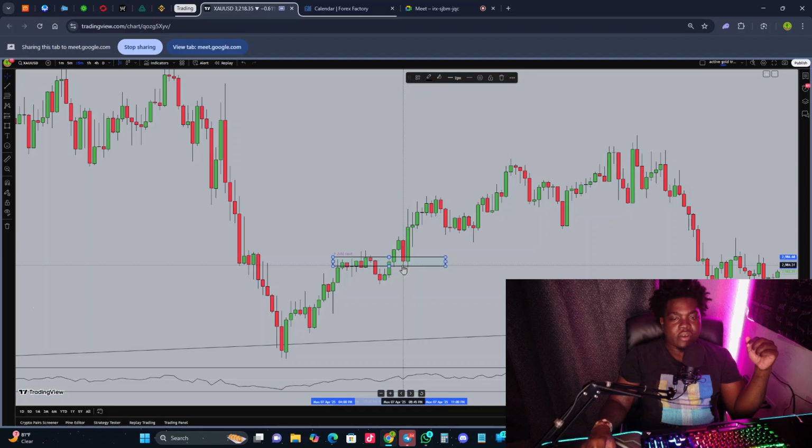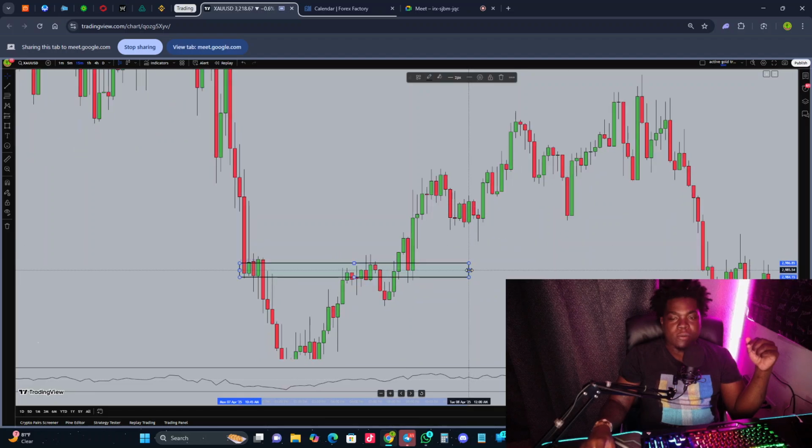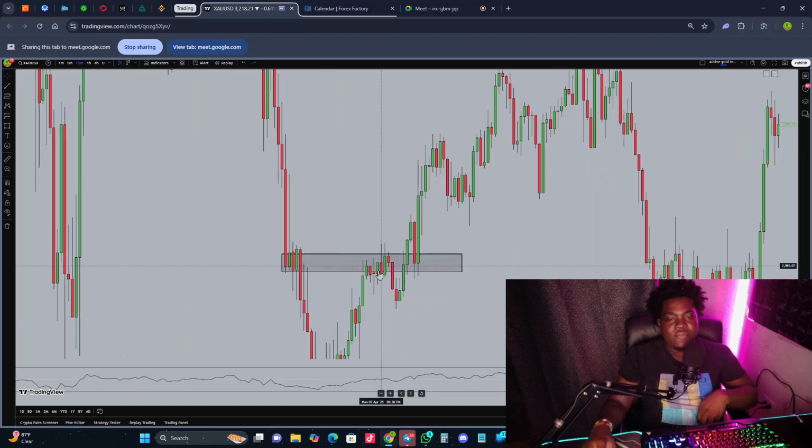Alright, ratchet, for the sake of education. Remember, it wouldn't always look as clean, right? So we identify this little area here, this little consolidation area. So the market comes here, it flips around, it sells off, the market comes back up here, chops around, gets a smaller sell, no problem.